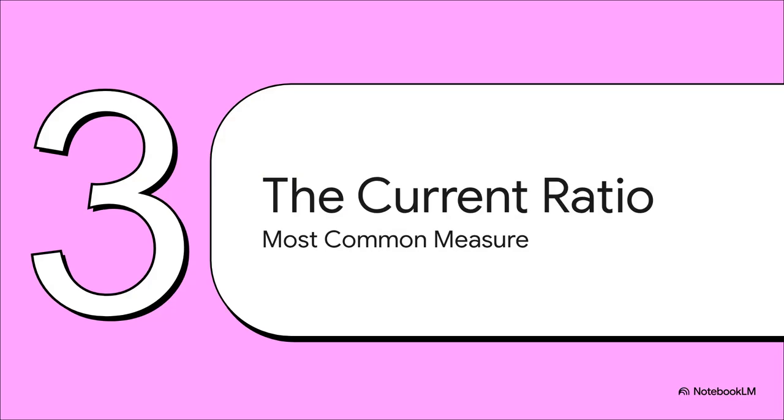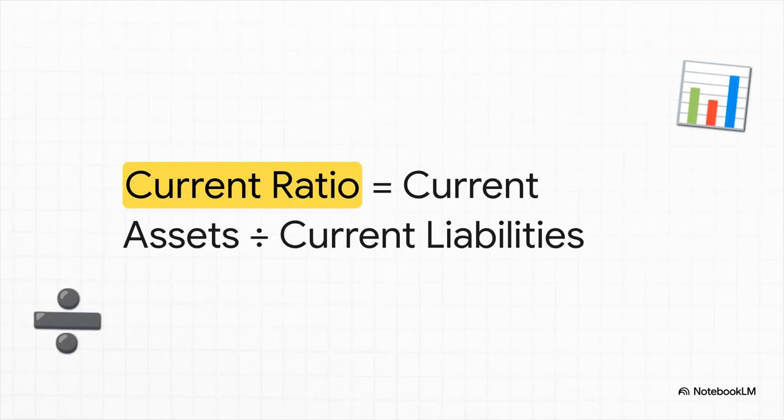Which brings us to Section 3, the current ratio, the most common measure. To fix that limitation of absolute dollars, we use the current ratio formula. Current assets divided by current liabilities. By dividing instead of subtracting, we get a relative proportion. Your numerator is everything you own that'll turn into cash within a year, and your denominator is everything you owe within that same year. Suddenly, comparing companies of totally different sizes is a breeze.